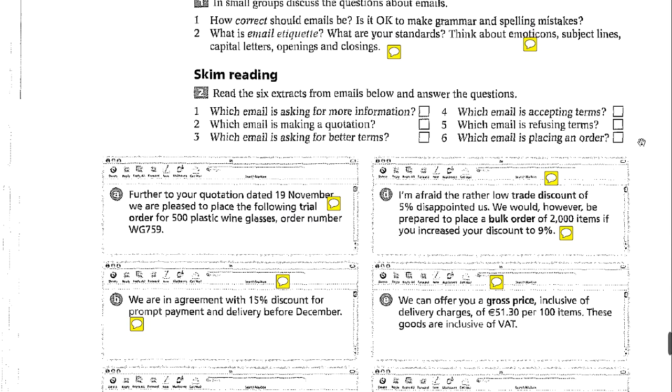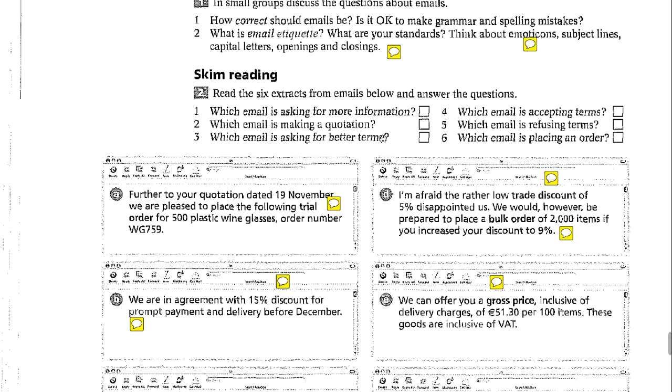Read the 6 extracts from email below and answer the questions. So you have 6 emails down. Which email is asking for more information? Which email is making a quotation? Which email is asking for better terms? Which email is accepting terms? Which email is refusing terms? And which email is placing an order?